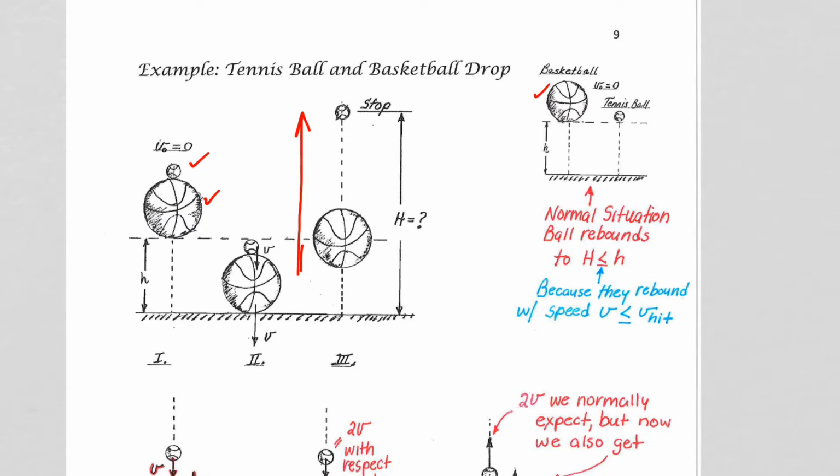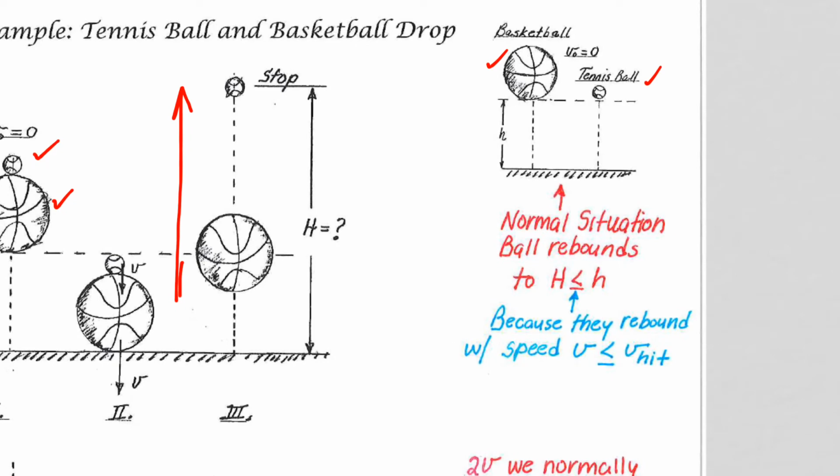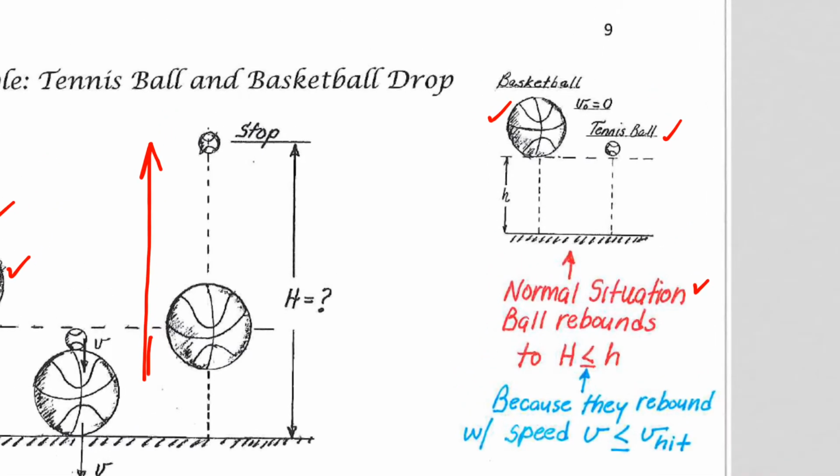Before we talk about the dramatic effect, let's talk about the not dramatic effect of dropping a basketball or a tennis ball from a height little h, as I have shown over here. I have that designated as the normal situation. So normally we start out with a potential energy, mgh.